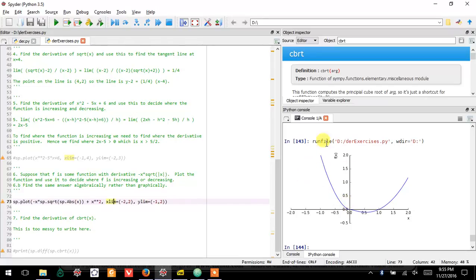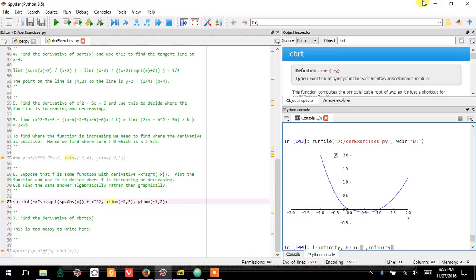So if this is f prime, it's positive here to the left of 0. It's positive here to the right of 1. And therefore, it is increasing on the interval, apparently, from negative infinity to 0, union. So hopefully this interval notation is familiar from high school. So I'm unioning the interval from negative infinity to 0 together with the interval from 1 to infinity.